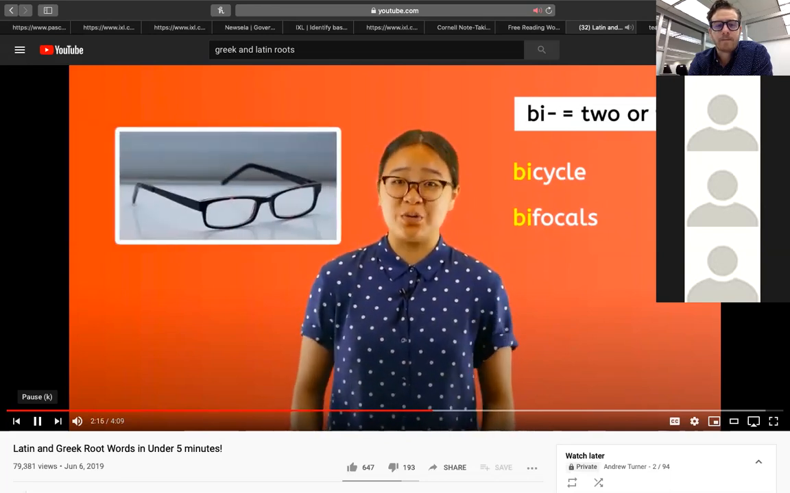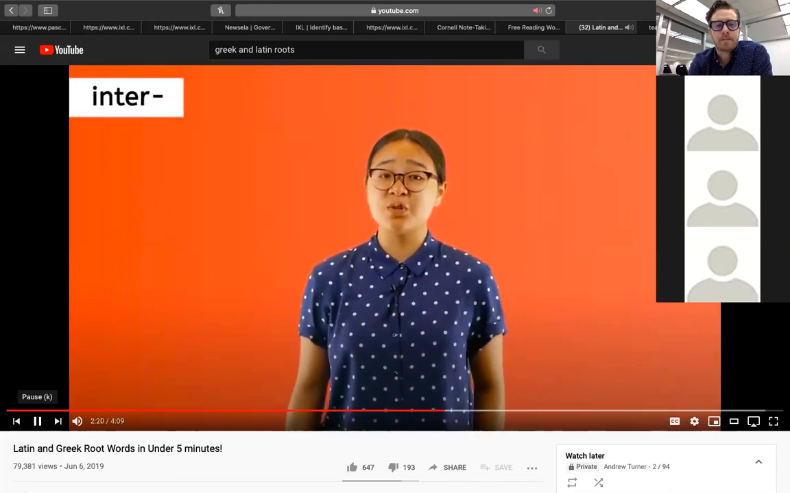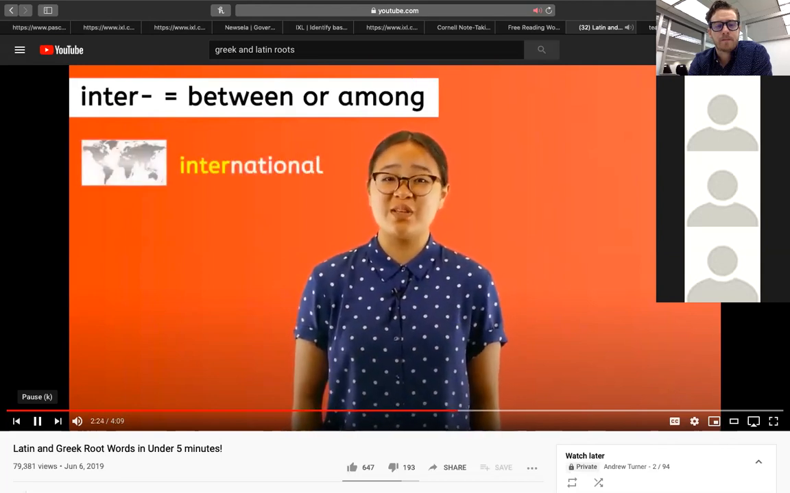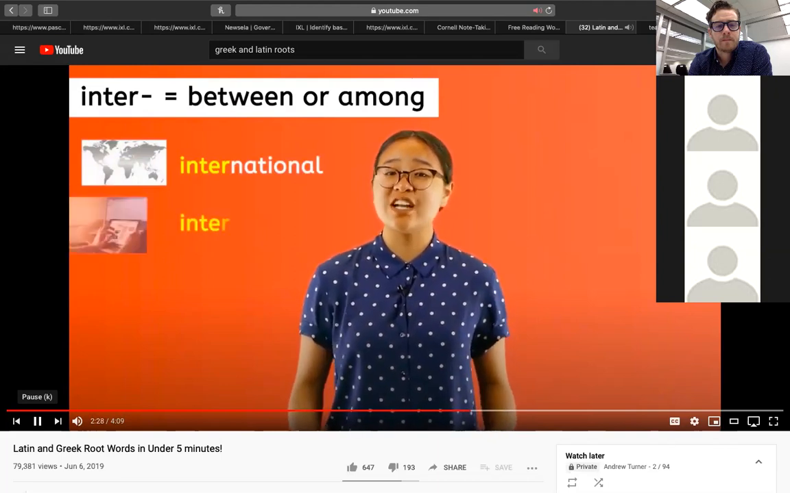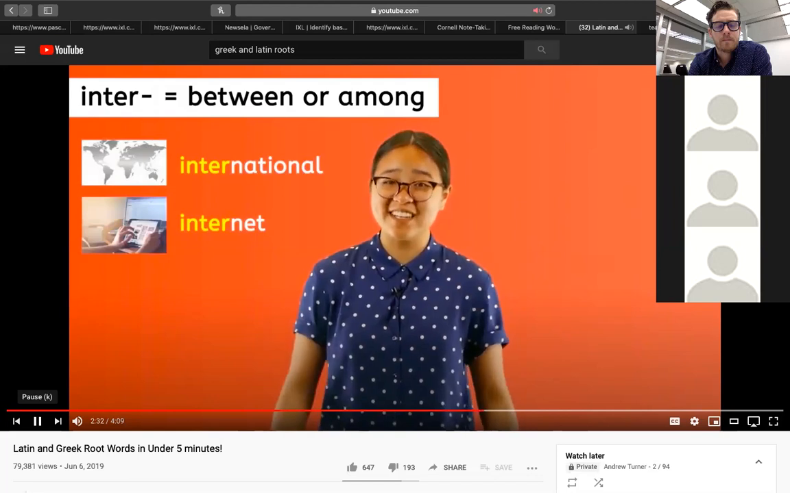Let's look at another root word. Inter is the Latin root meaning between or among. The word international then means between nations. The word internet means between networks. Fun, isn't it?